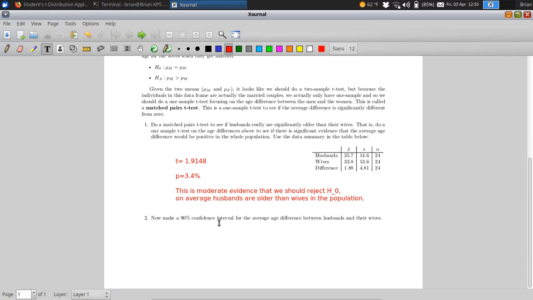It says make a 90% confidence interval for the average age difference between husbands and wives. Well, we know what the average difference was in the sample. It was 1.88, and so that's going to basically be the starting point of our confidence interval. We're going to have 1.88, and then it's going to be either plus or minus, and then we have the rest of the formula, right? T star times S over the square root of n.